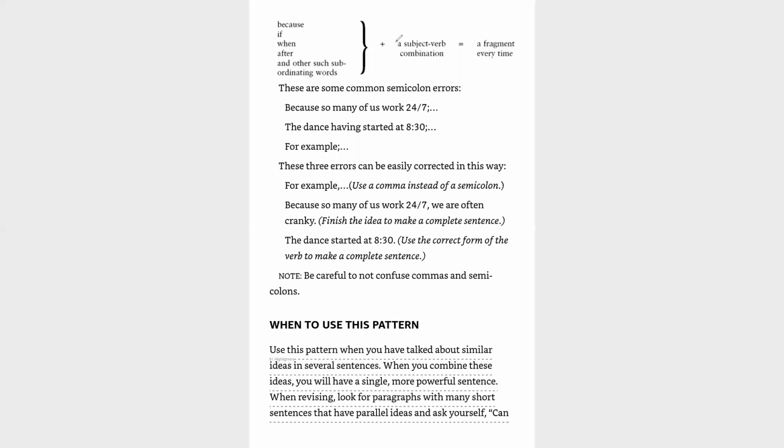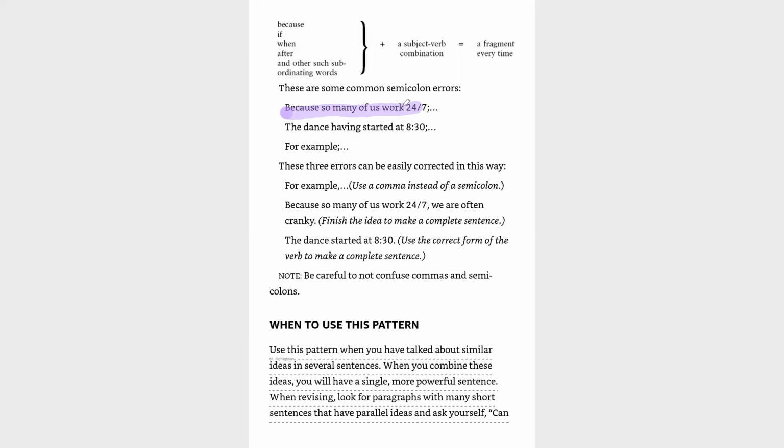There's no independent clause. We need an independent clause to have the semicolon, right? So this is a dependent clause. The dance having started at 8:30, right? So again, we're expecting something else there. For example, that should have a comma. The dance having started at 8:30, we need a comma there, okay?